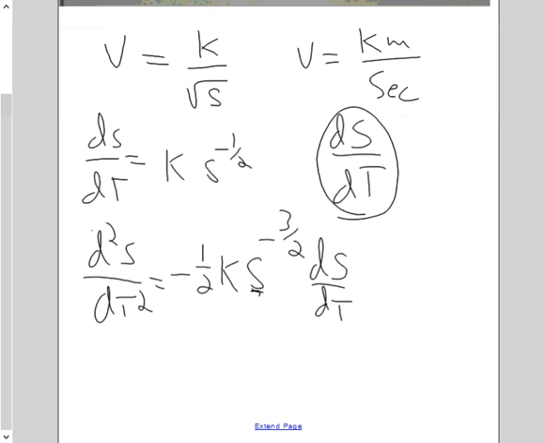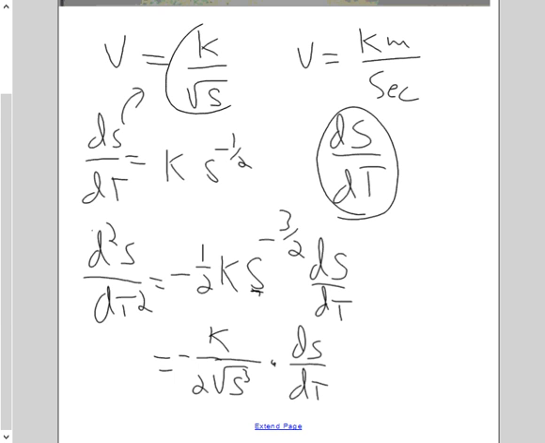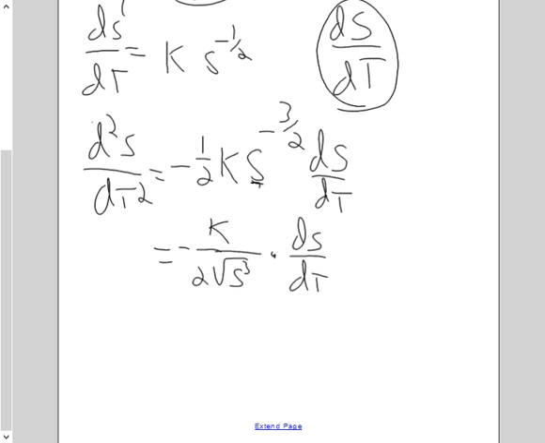Okay? So now I'm going to clean this up a little bit. I'm going to write this as negative k over 2 times the square root of s cubed times ds/dt. Now we already know the ds/dt is the same as the velocity, which is this mess here. So I'm just going to replace that: 2 times the square root of s cubed times that velocity, which was k over the square root of s.